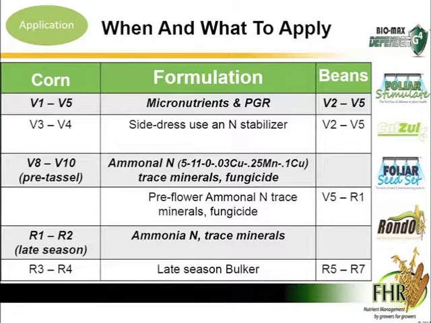So when to apply? When we look at micronutrients and PGRs on corn, V1 to V5, beans, V2 to V5. Side dress, used as a nitrogen stabilizer, V3, V4 on corn, V1, V2, V5 on soybeans. Ammonial N, seed setter, trace elements, fungicides, V8 to V10, pre-tassel, pre-flower, ammonial N, trace elements, and fungicides. V5 to R1, ammonial N and trace elements on corn. R1 to R2 late season, late season bunker on corn, R3 to R4, and R5 to R7 on soybeans.